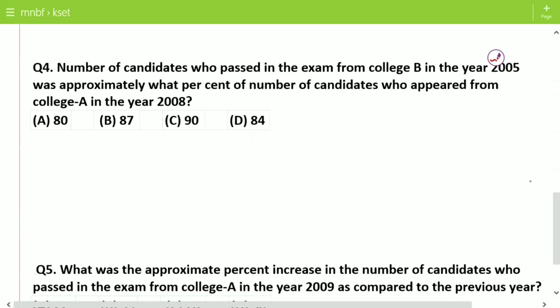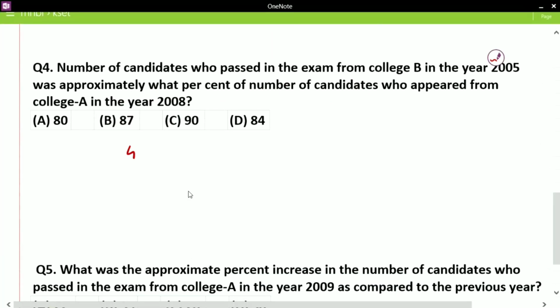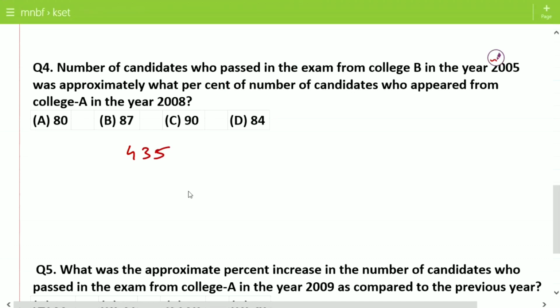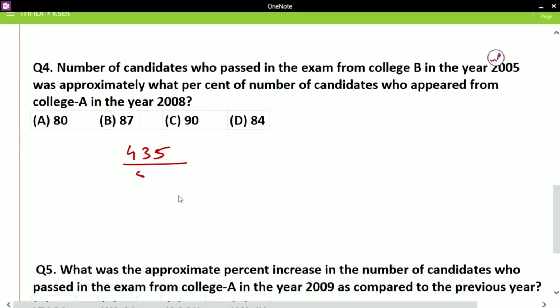Number of candidates who passed in the exam from college B in 2005. So 2005 college B, the number of candidates passed is 435. So let us write down, 435 was approximately what percentage of candidates who appeared from college A in 2008? College A 2008 is 546. So divide by 546 into 100.